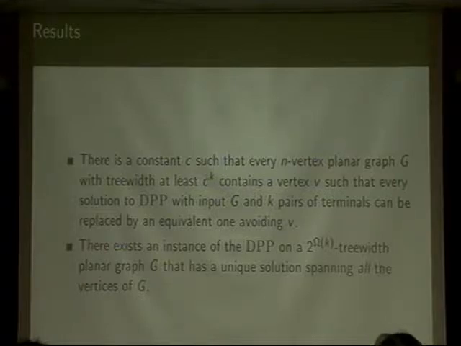Okay, a bit more verbose formulation of these results is that there's a constant c such that every n-vertex planar graph G with treewidth at least c to the power of k contains an irrelevant vertex. And on the other hand, we have an example for the lower bound. There is one instance of the disjoint paths problem on a graph of some exponential treewidth that has a unique solution that uses all the vertices of G. So there is no irrelevant vertex, in other words.